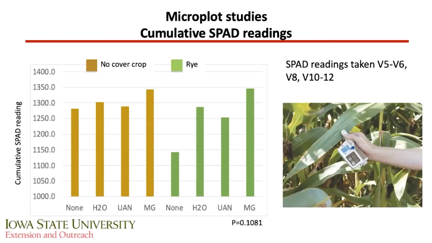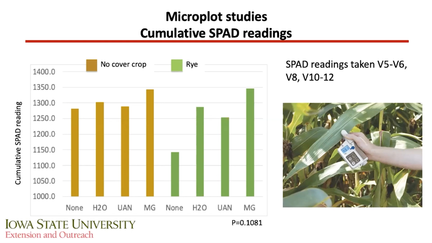We also took readings to tell how green the plants were. And so we do those readings with a SPAD meter. That's a picture there showing you just how we hold a piece of the leaf and then just measure the greenness. And in 2019, we collected those readings at V5 to V6, at V8, and then around V10 to V12. And so on the left here, you have a figure that shows you with the no cover crop and the rye, and it shows you the cumulative SPAD readings. So that was kind of the three readings over time.